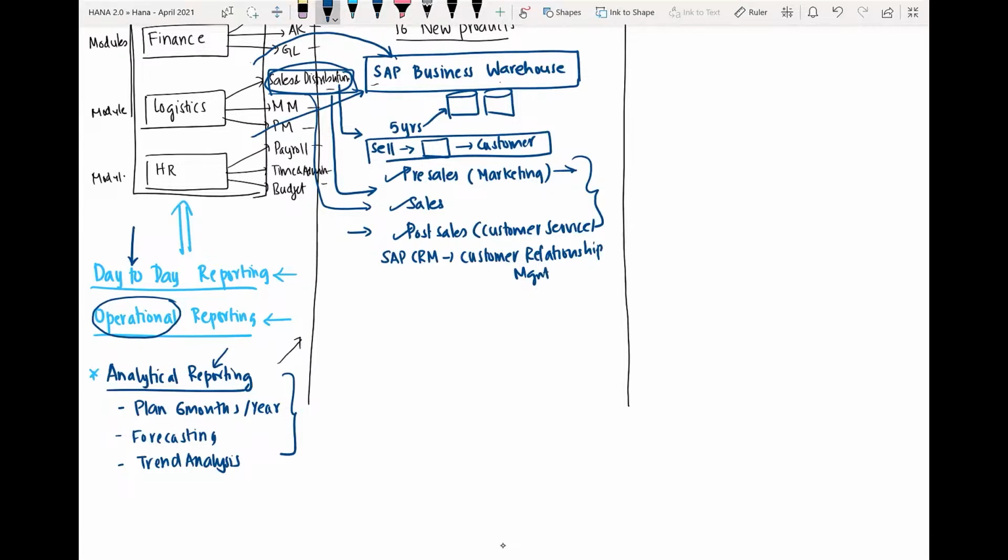So customer relationship management, think of it as an advanced capability of your logistics, sales and distribution. Sales and distribution is basic functionality. You're complementing it with additional capabilities called customer relationship management, which takes care of pre-sales and post-sales capability. All right. So similarly, material management was focused mainly on how to convert raw material to finished product.